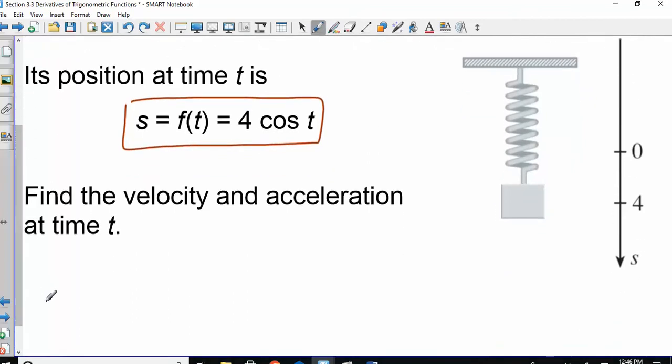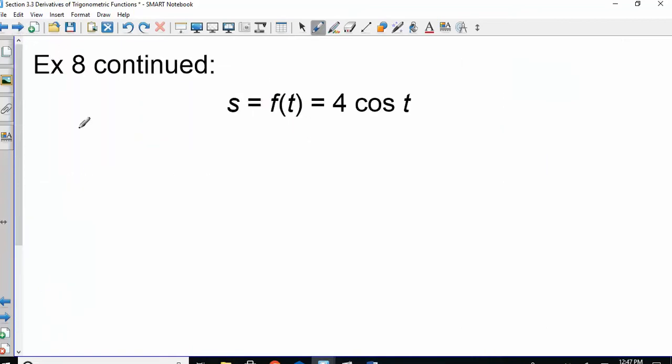Find velocity and acceleration. What's velocity? First derivative. I think I gave you another slide after this so you have room to write. So velocity is just the derivative of position. Do I have to do the product rule? No. I have 4 times cosine, but the 4 doesn't have a variable, so it's just a coefficient, it stays. So it's just 4 times, what's the derivative of cosine? Negative sine t, so we just get negative 4 sine t.